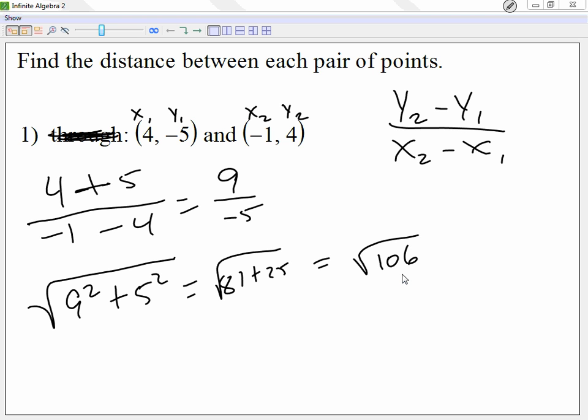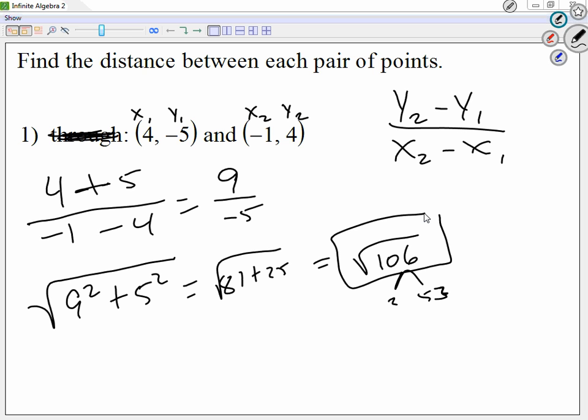Simplify your square root if possible. 106, I'm thinking of 2 times 53. Nothing comes out, so it's just the square root of 106. You had a question? That's what we have to do, yes. This was actually towards the end of semester 1, but we needed it on the final, so I brought this from semester 1.